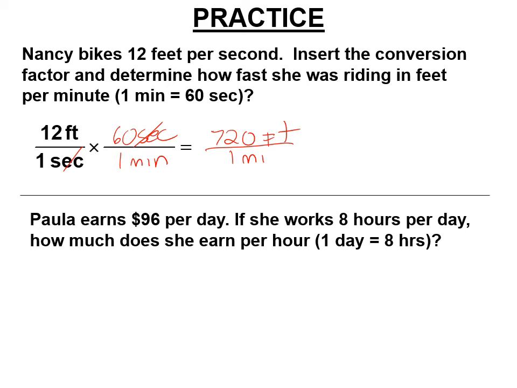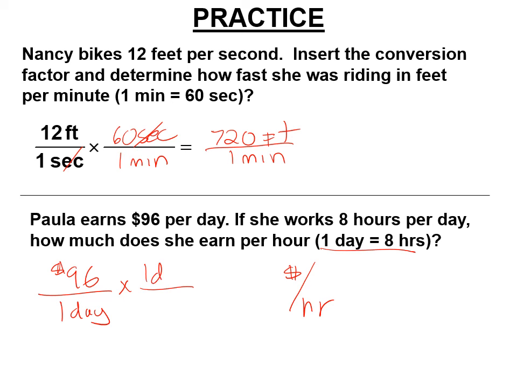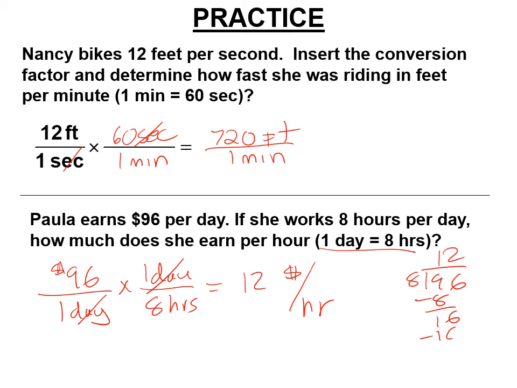Paula earns $96 in 1 day. If she works 8 hours per day, how much does she earn per hour? So we want this in dollars per hour. So we're going to put the day here so we can cancel the day, and we're going to divide by 8. Well, 8 goes into 96 12 times. 12 times 8 is 96. For those who didn't learn their times table, you can do it the long way. And so it's $12 for 1 hour, or $12 per hour. She's making $96 per day.